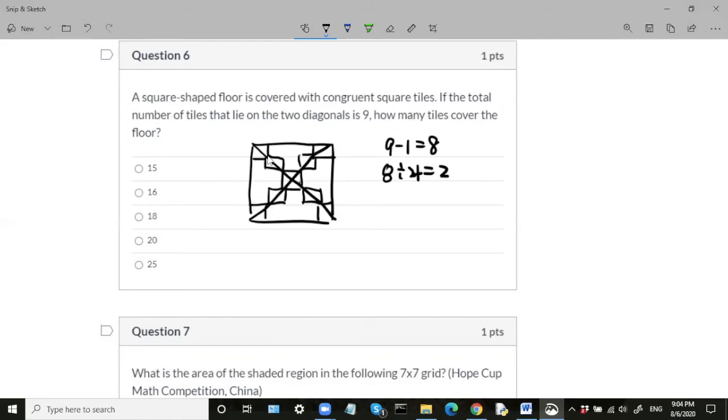Okay, so let's count how many rows and how many columns. So 1, 2, 3, 4, 5. 5 rows and 5 columns. So the total number of tiles is 5 times 5, 25. Okay, so 25 tiles cover the floor. So it's E.